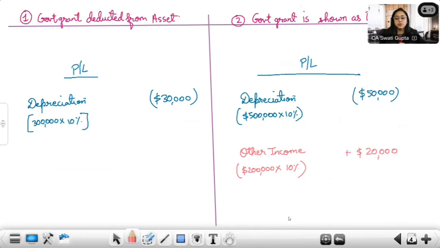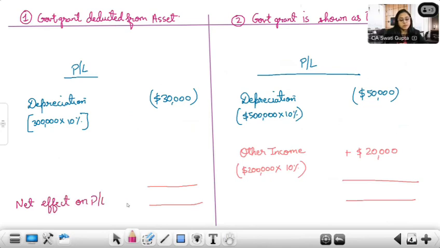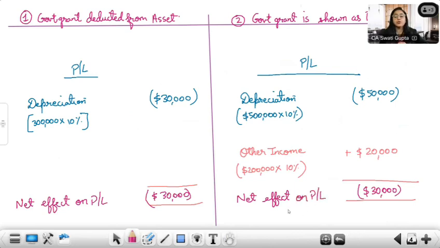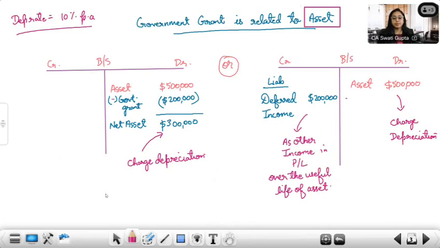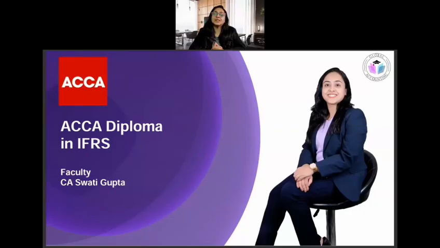This will be added. What will be the net effect on P&L? Tell me the net effect on P&L. $30,000. And here also $30,000. Give me a quick thumbs up. Do you understand this? Either of the methods you prefer, the impact on P&L will be the same. This is Swati Gupta, Chartered Accountant.